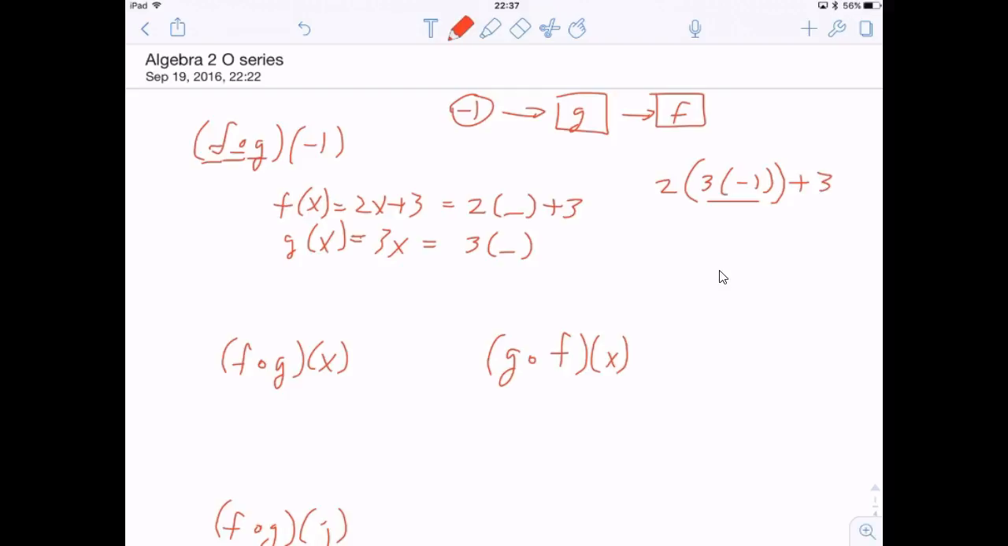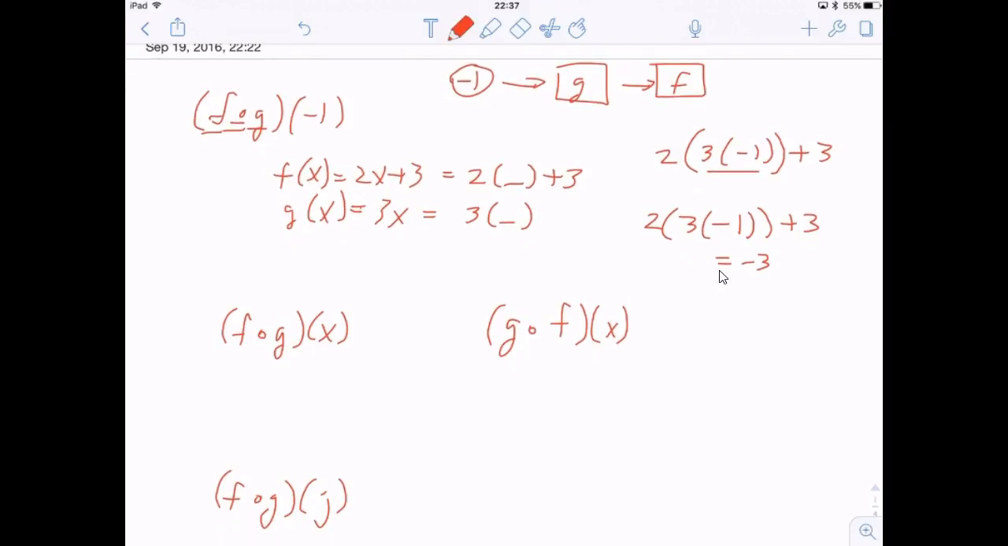You can also think of it as, okay, f is on the outside, g is on the inside. So f is 2 with a big parentheses plus 3. What are we going to put inside of it? We're going to put g, which is 3 times the input. What is the input? -1. Okay, so let's simplify this. So -1 times 3 is -3, times 2 is -6, plus 3 is -3.